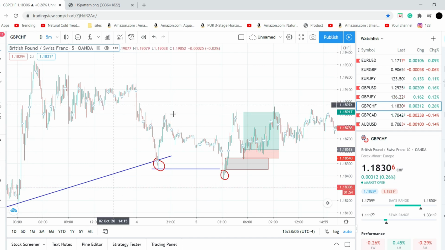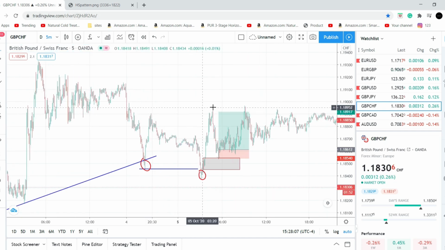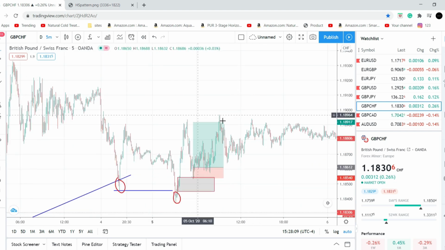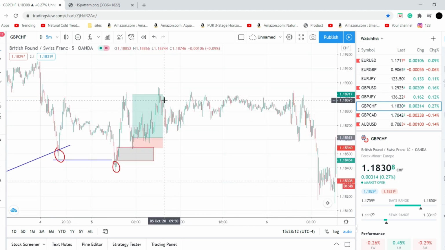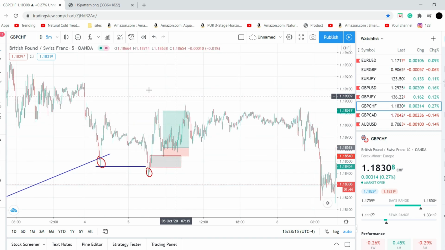So this is a nice trade, and this trade didn't go back to the high. I definitely wanted to show you guys that example. Not every single trade is going to go back to this high right here. So let me show you guys another example.